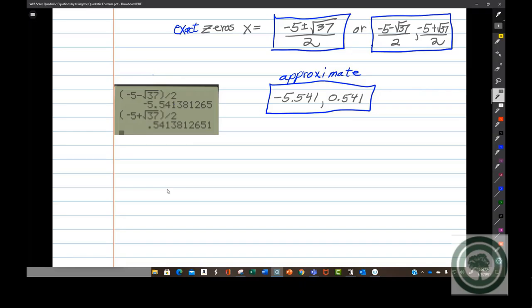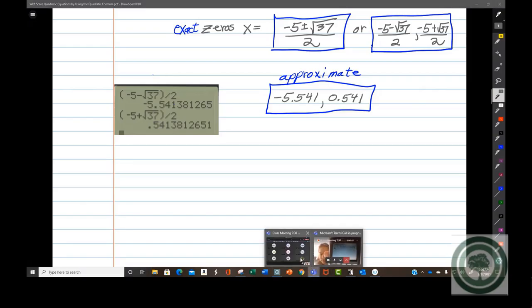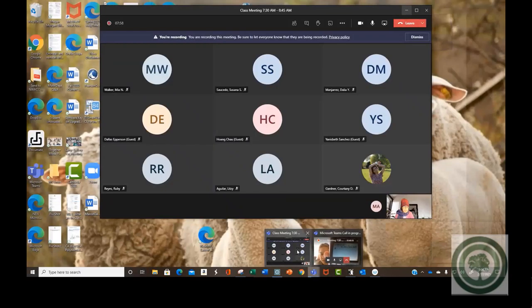This one? That one's dead. Yeah, I'll type it in just like that. Good. So, I don't know if you can see, but it doesn't put my 37 completely under the square root. Is that making a difference?